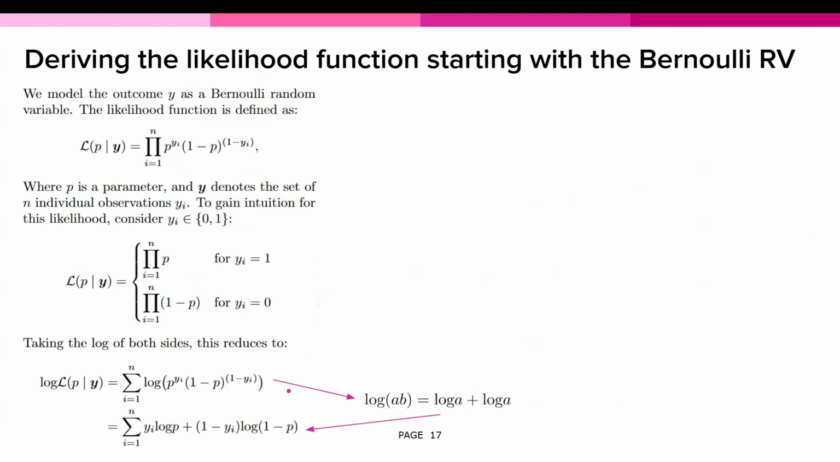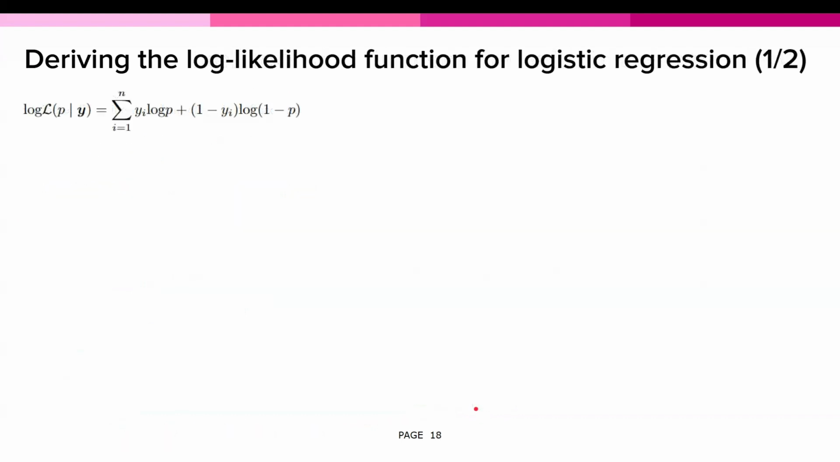And so to simplify the product and make this expression easier to optimize, we can take the logarithm of the likelihood, so the log likelihood, and this has the convenient property of turning the product operator into a summation operator. We can then expand the expression inside the sum by applying the property of logarithms that states that the log of a product is the sum of the logs of the factors. Okay, so we have the likelihood function for the Bernoulli random variable given a set of outcomes y.